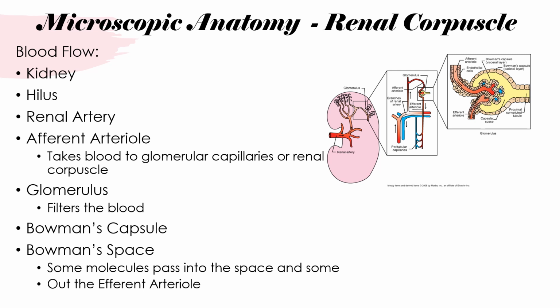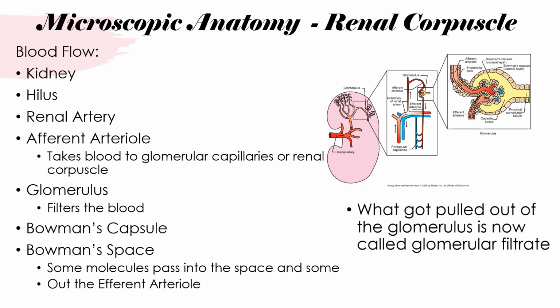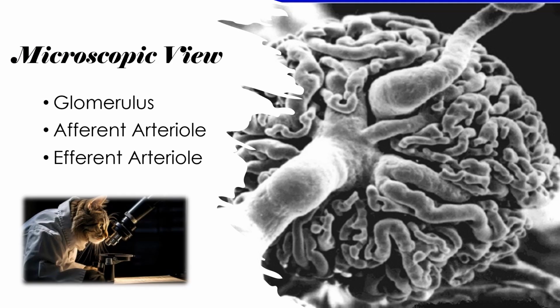So some molecules are going to pass into the space, and some are actually going to come out the efferent arteriole, which we'll talk about later. So what's going to get pulled out of the glomerulus is now going to be called the glomerular filtrate, okay? And now that then travels through the PCT.